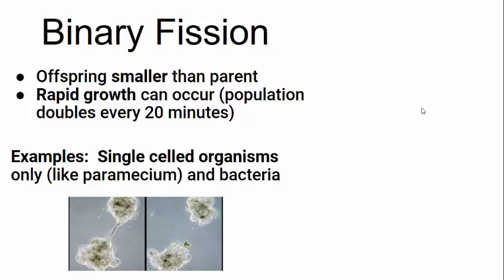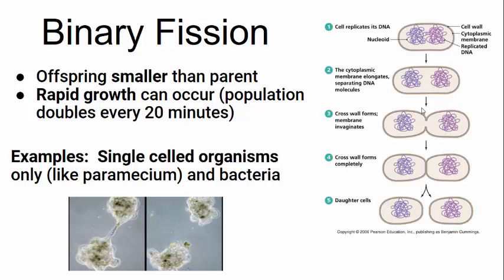So, for example, if you had something like paramecium or bacteria, they could actually go through binary fission in 20 minutes. Now, let's think about this. If you have a single cell bacteria, and let's say it was a harmful bacteria, after 20 minutes, there would be 2. After 40 minutes, there would be 4. After 1 hour, there would be 8. Well, that doesn't sound too dangerous. Let me put it another way.